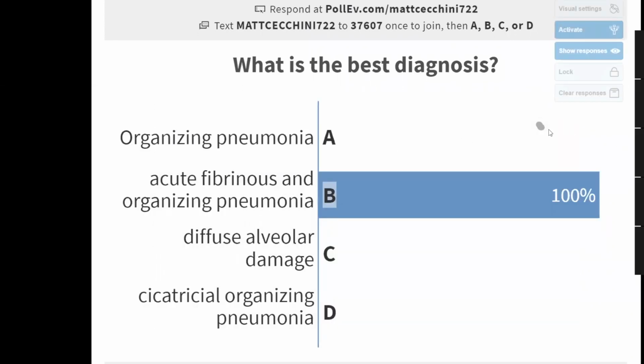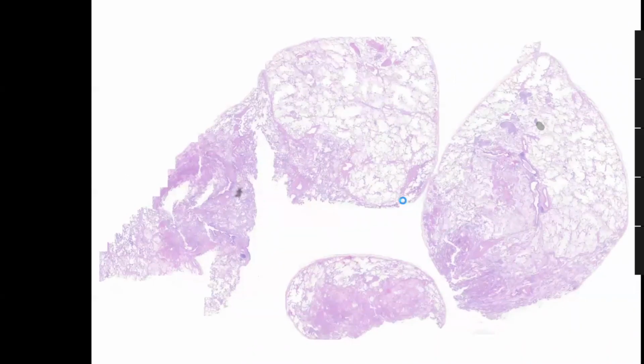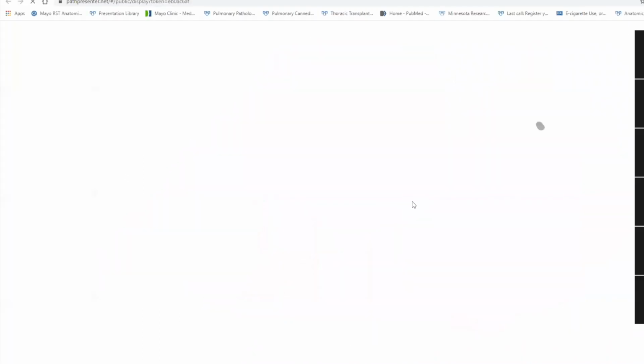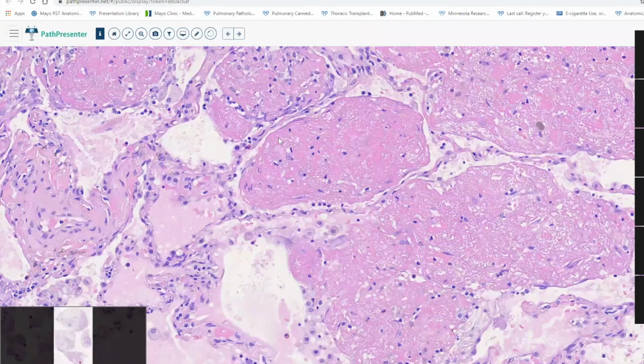Great, everyone got it. So this is a case of acute fibrinous and organizing pneumonia, or AFOP. And it's characterized by these more fibrin-rich balls that are present within alveolar spaces and does have a bit of organization with it as well. Great work.